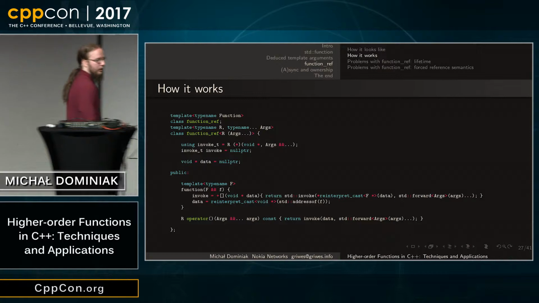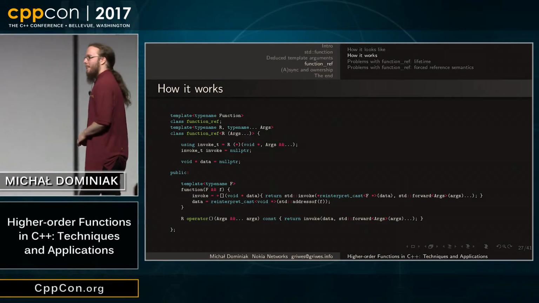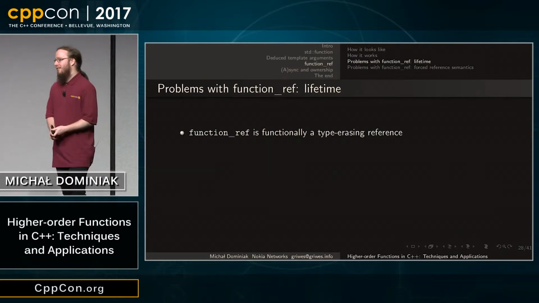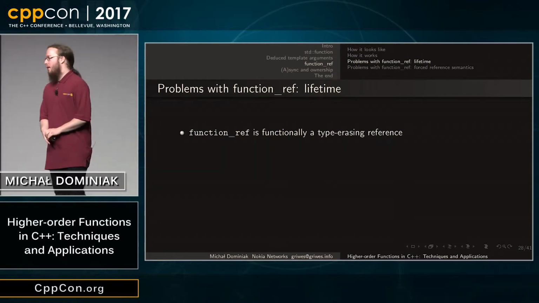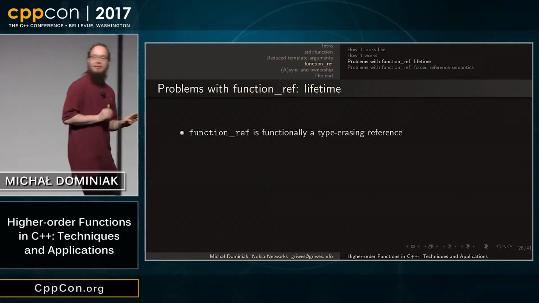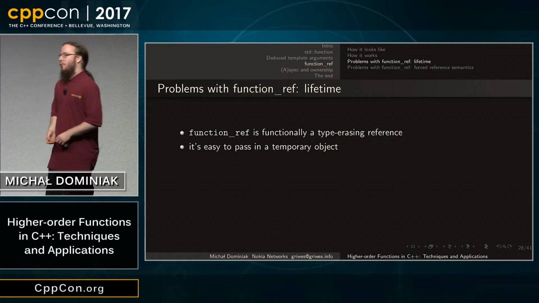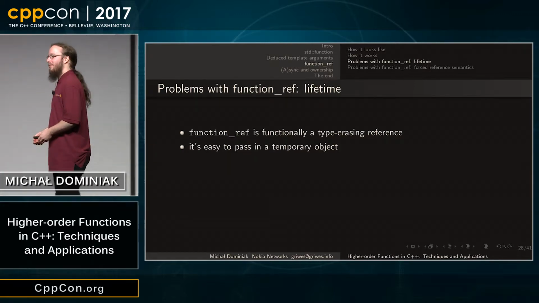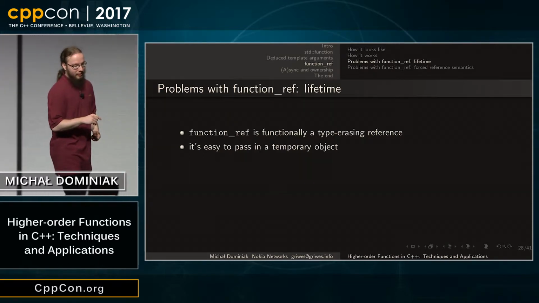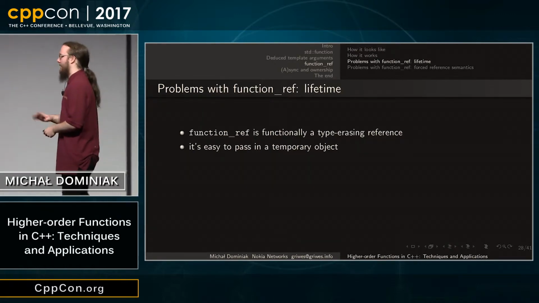So function ref is a reference. References have this problem of lifetimes. When we pass something by reference, it's: take my word that this thing is going to be alive for as long as you need it. This is what a reference means. It's easy to pass a temporary object. That was kind of intentional due to the next slide. But it makes it easy to write slightly incorrect code in some cases. We will come back to this.